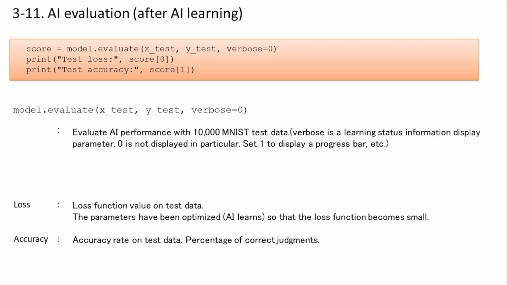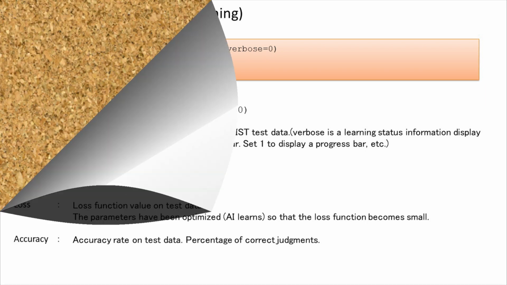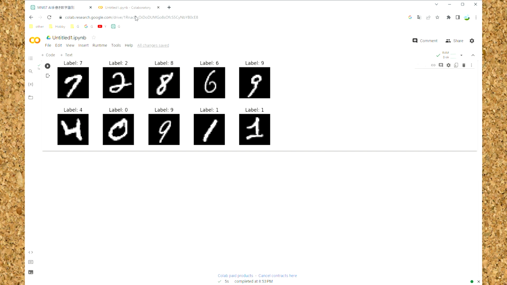Move on. Finally, we will evaluate the AI's processing with test data. The AI is evaluated using 10,000 pieces of test data. The value of the loss function and the accuracy rate are displayed for this evaluation. You can grasp the performance of the AI with this final evaluation. I have checked the program. Now let's make it work.